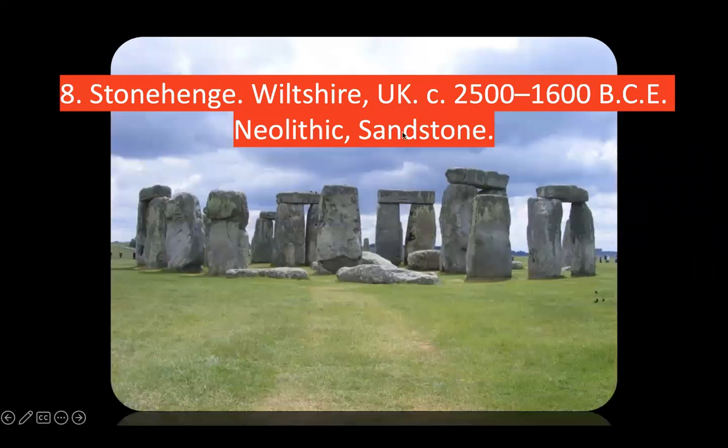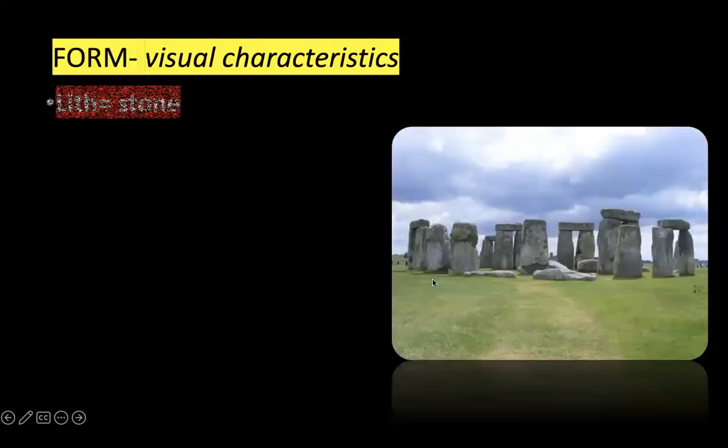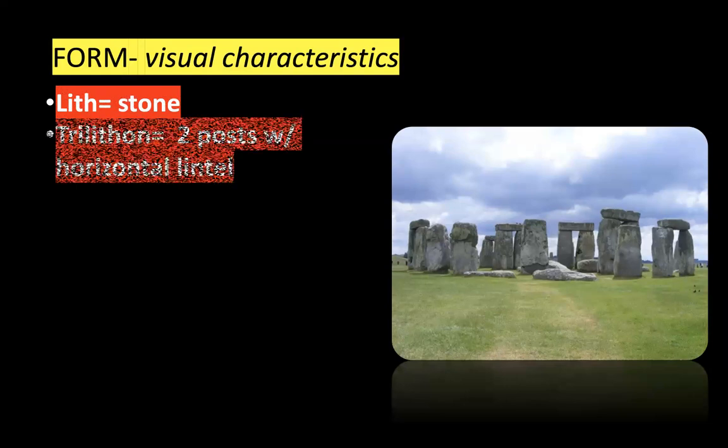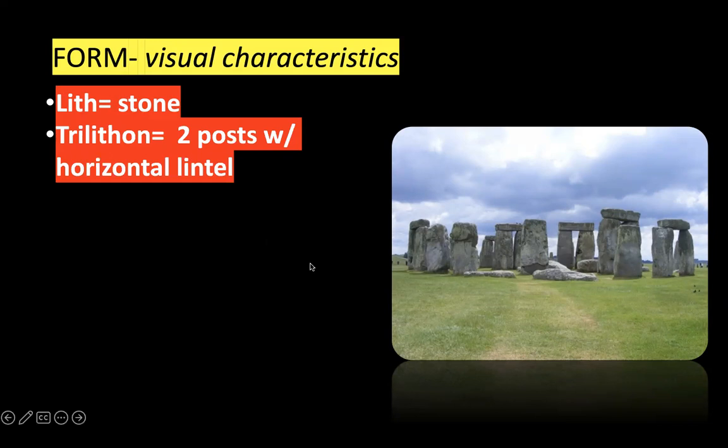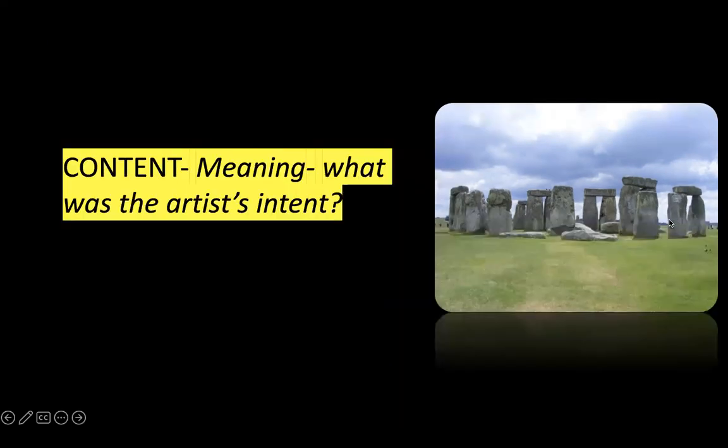This is in the UK. This is sandstone. What's the meaning of Stonehenge? All right, so lith means stone. Trilithon, right? We know what tri means. It's 3. Trilithon are 2 posts. Posts are vertical with a horizontal lintel. So posts vertical, lintels horizontal. So here's an example. Post, lintel.